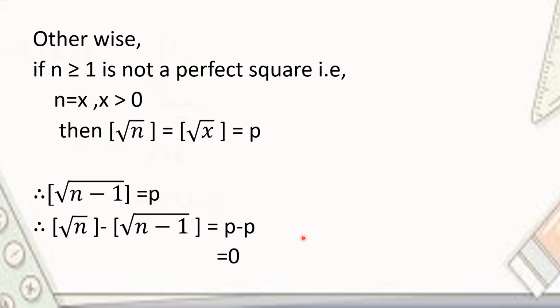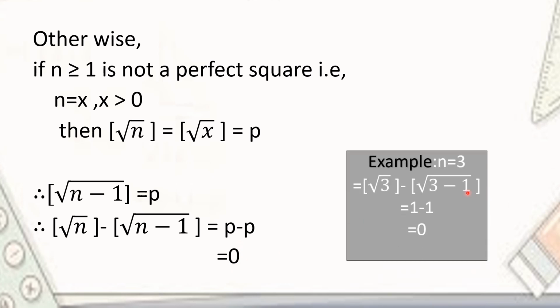Let us see one example. For example, n is equal to 3. The integer part of root 3 is 1. The integer part of root of 3 minus 1 is also 1. So we get 0.